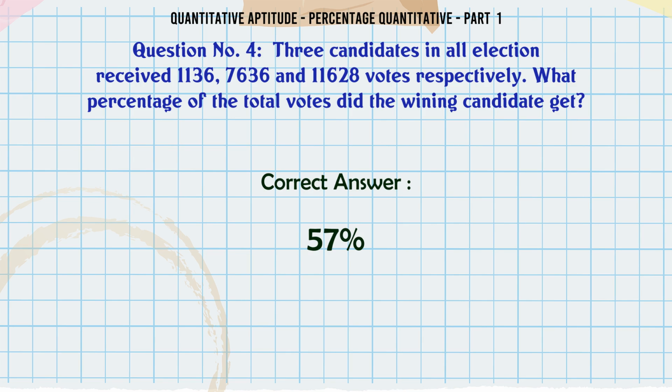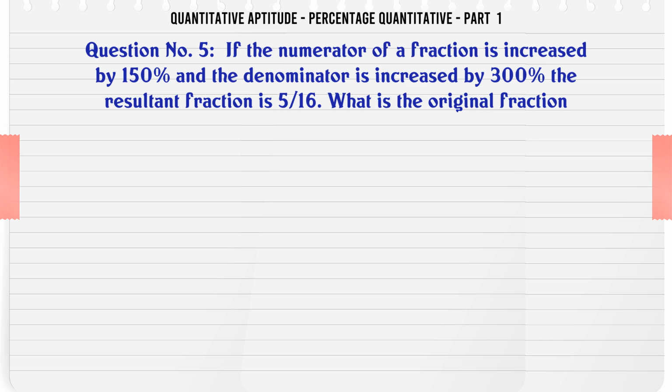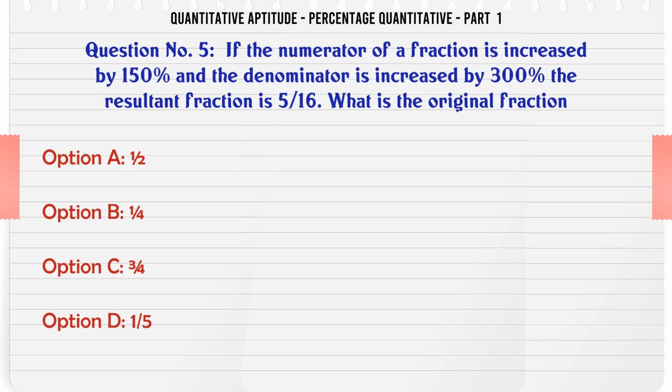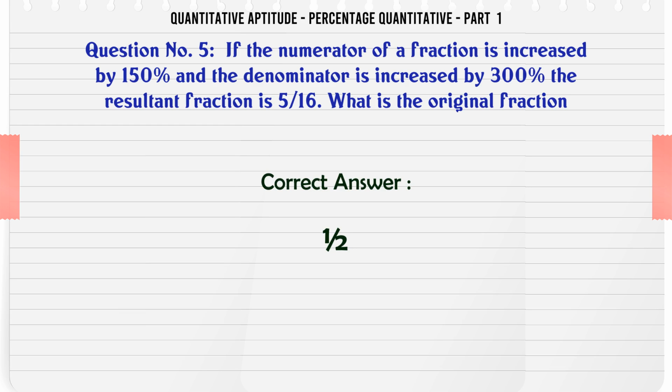57%. If the numerator of a fraction is increased by 150% and the denominator is increased by 300%, the resultant fraction is 5/16. What is the original fraction? A half, B a quarter, C 3/4, D 1/5. The correct answer is a half.